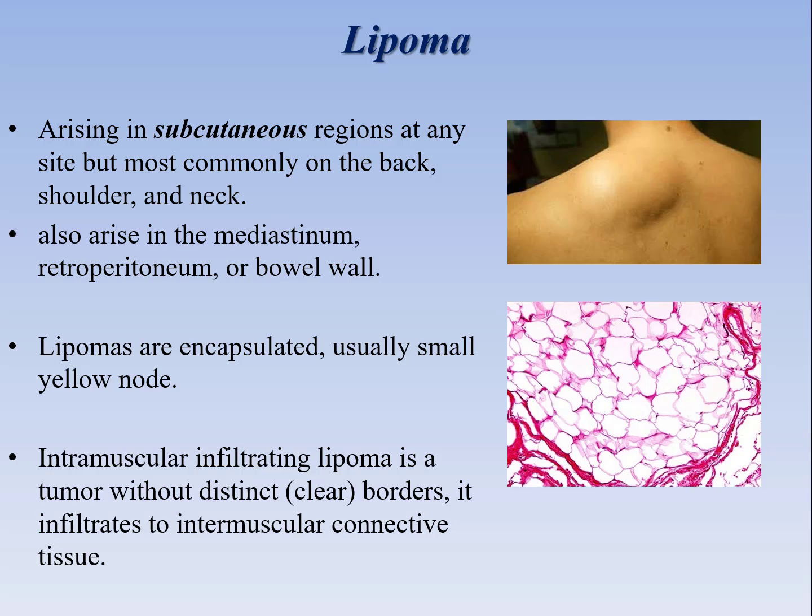Intramuscular infiltrating lipoma is a tumor without distinctive or clear borders. It infiltrates the intramuscular connective tissue, but it's not malignant. It's a benign tumor because we have no features of cellular atypia and mitosis.